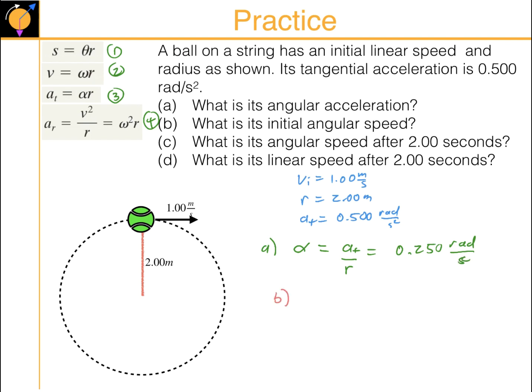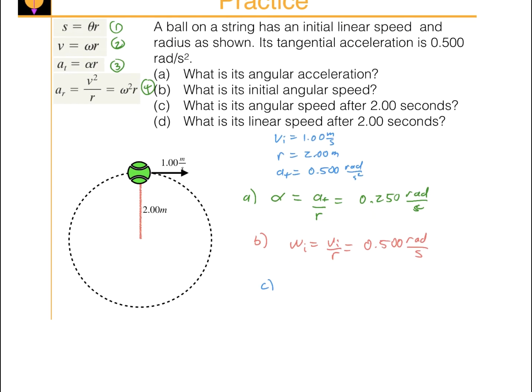If we look at B, what is the initial angular speed? At the very beginning, because it's accelerating, its angular speed is going to be changing, but I can use equation 2, and I get that its initial angular speed is equal to its initial speed divided by r. When I plug in my numbers, I get about 0.500 radians per second. And then next is, what is its angular speed after 2 seconds? We can use the kinematics equations that we saw before. I'm using omega i instead of omega naught, but when we plug it in, we get that after 2 seconds, it's now moving at 1 radian per second instead of its initial 0.5 radians per second.